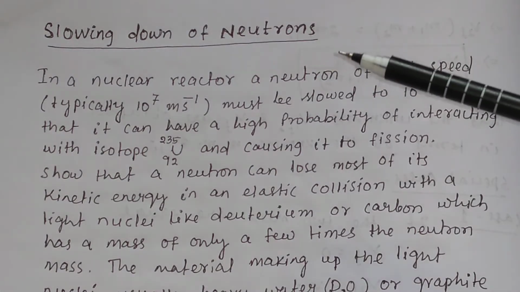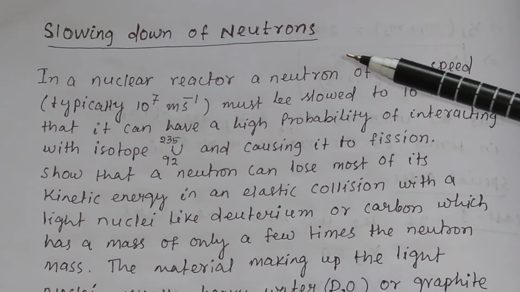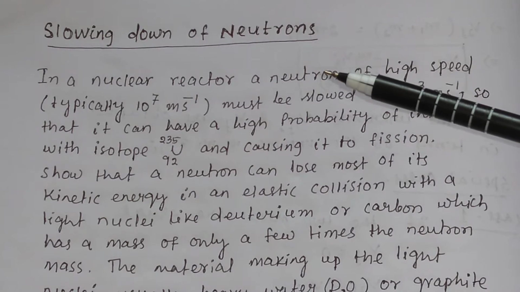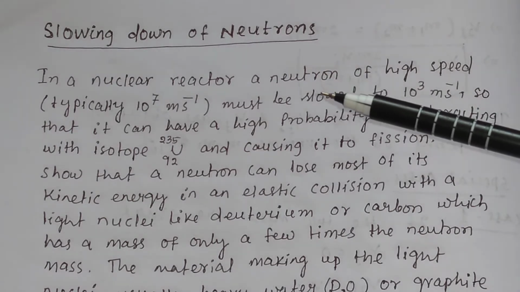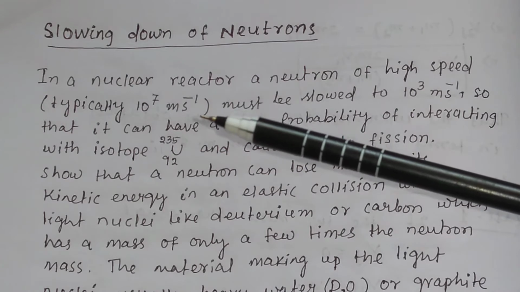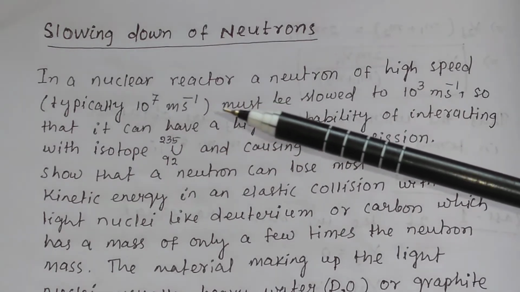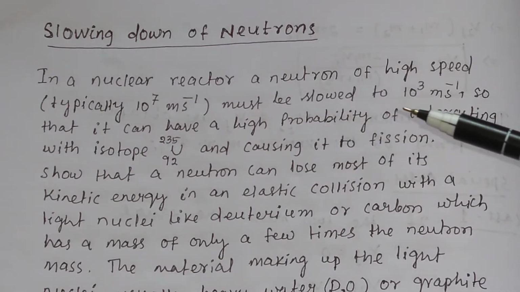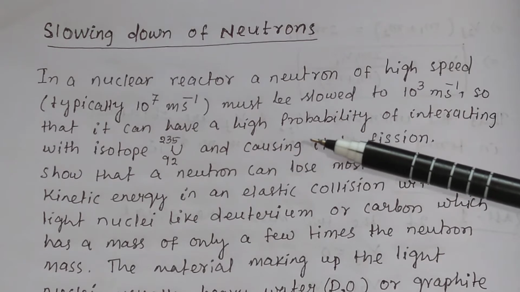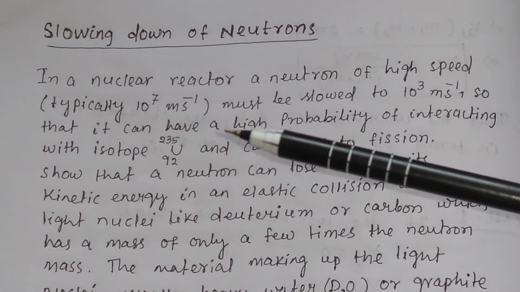Slowing down of neutrons. In this video we will discuss why in nuclear reactors we basically slow down the neutrons. In a nuclear reactor, the typical speed of the neutron is 10 to the power 7 meter per second, and the neutron speed must be slowed to 10 to the power 3 meter per second, so that it can have a high probability of interacting with the isotope uranium.